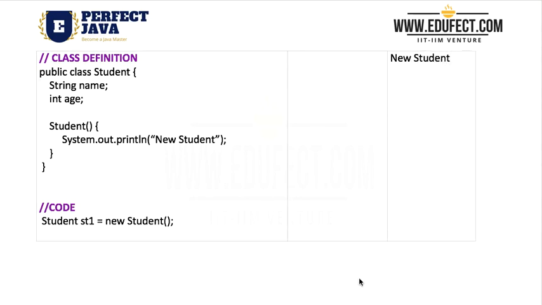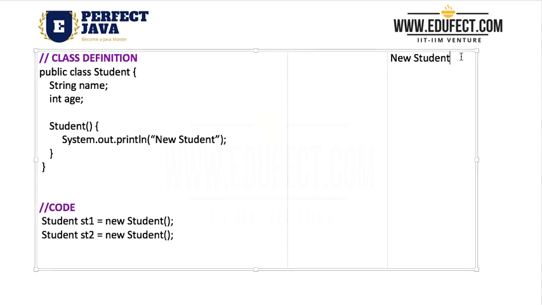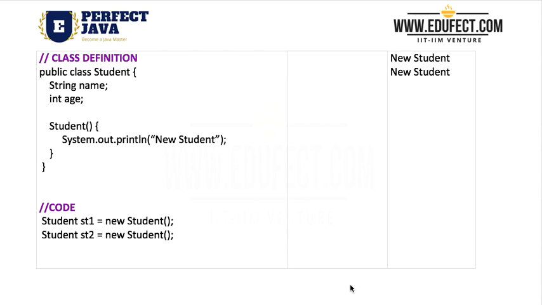So now in this case, because we have modified the constructor, what will get printed on the screen is new student. Now if we had another object that we were creating, again in this case the constructor will be called, and hence we will get another new student printed on the screen. So every time we are creating an object, we are using the new keyword, and every time we are using the new keyword, we are calling the constructor.